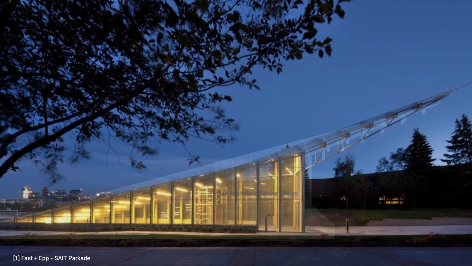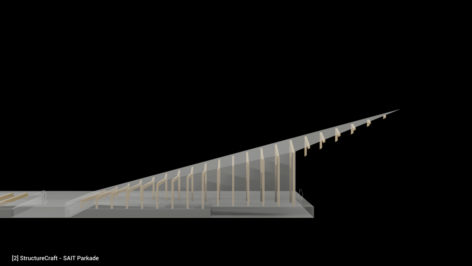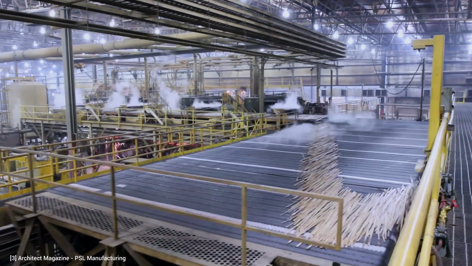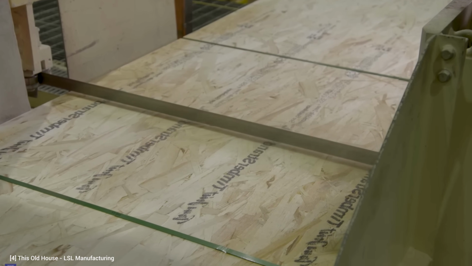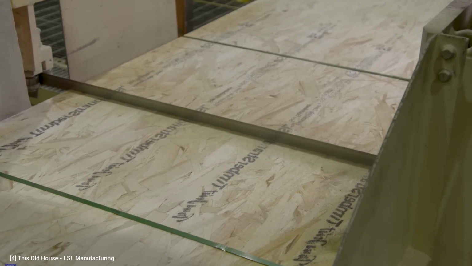Laminated Strand Lumber, or LSL, is a mass timber product that is made by bonding long wood strands together in parallel to form large billets, which can later easily be cut into smaller LSL elements. The manufacturing process of LSL involves several specific steps.